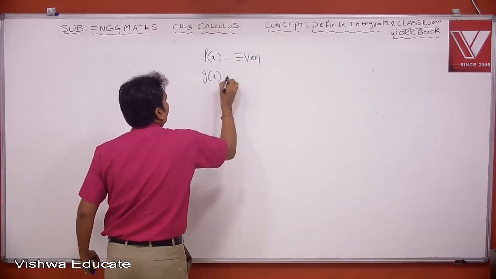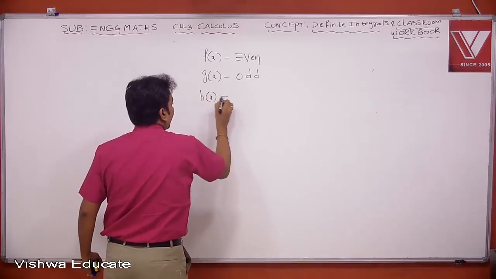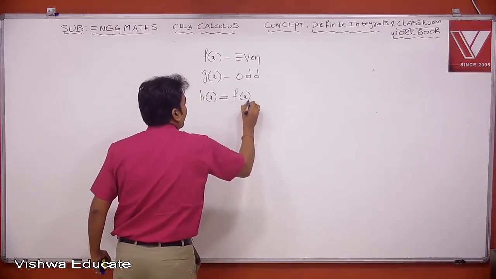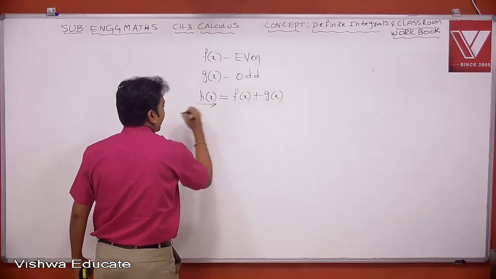g of x is an odd function. Add these two, and call the resultant function h of x. So h of x is f of x plus g of x. Let us find out about h of x.